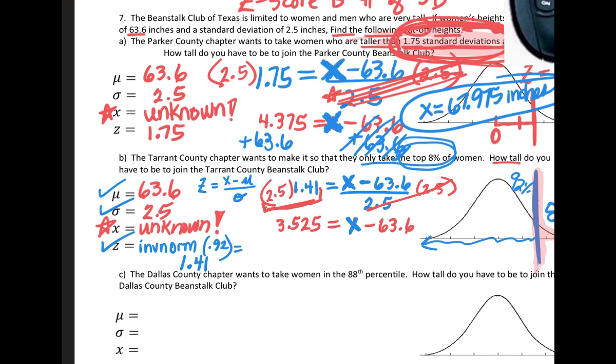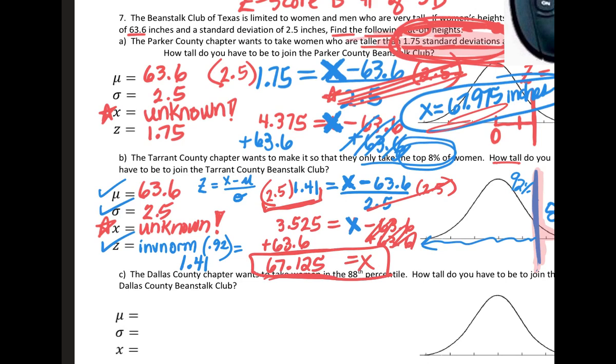Well, add this 63.6 over to the other side. And when you do that, the right cancels, and we have the answer of 67.125. That is the height that you have to be in the Tarrant County Beanstalk Club. You have to be a little taller in Parker to be in the Beanstalk Club than in Tarrant.